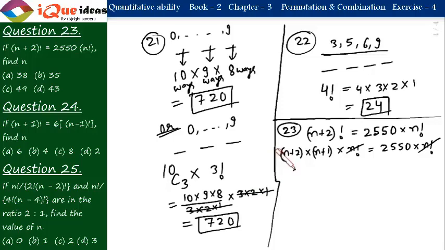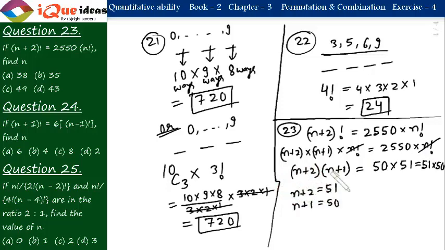Now, if you look at this closely, n plus 2 into n plus 1 is a product of two consecutive integers. Let's try and break 2550, factorize 2550. If you divide by 50, you'll get 50 into 51, very nice, excellent. So here n plus 2 is the larger one, n plus 1 is the smaller one. So write in that order: 51 into 50. So very clearly we can see that n plus 2 is 51 or n plus 1 is 50. From any one of them you will get n equal to 49.